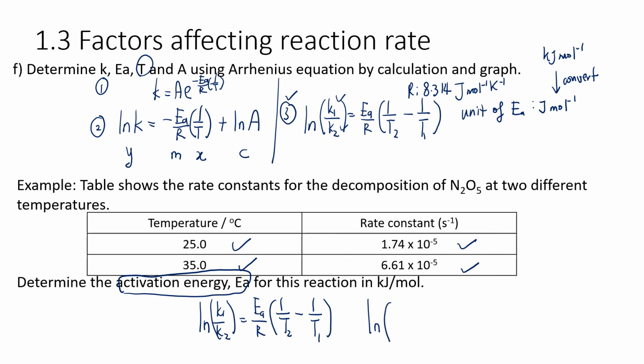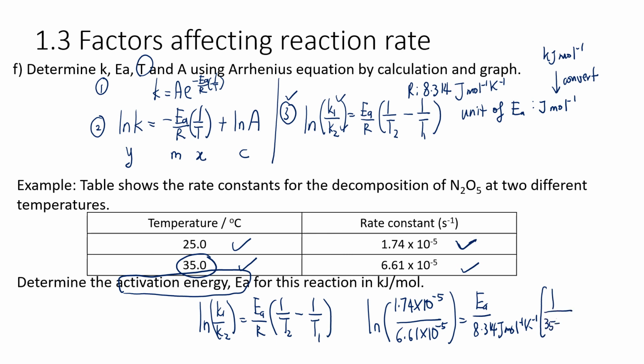Then we can substitute all the information that we have into the formula. Our K1 is 1.74 times 10 to the power of negative 5. Our K2 is 6.61 times 10 to the power of negative 5. EA, we want to look for it. R is 8.314 joule per mole per Kelvin. T2 is 35, but remember, it's absolute temperature, so we must convert to Kelvin. T1 is 25, also convert to Kelvin.